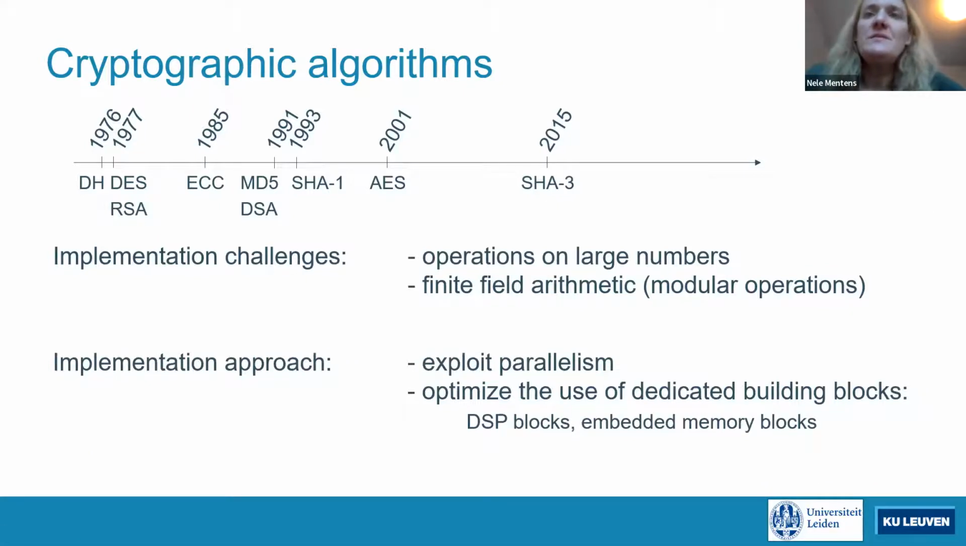So what is the implementation approach? When we look at FPGA design, why are FPGAs useful here? We can exploit the parallelism that we can have on FPGAs. So we can really implement these operations completely in parallel on an FPGA. We do not need to do sequential operations. And then, as I said before, there are these dedicated building blocks that are there for specific application domains.